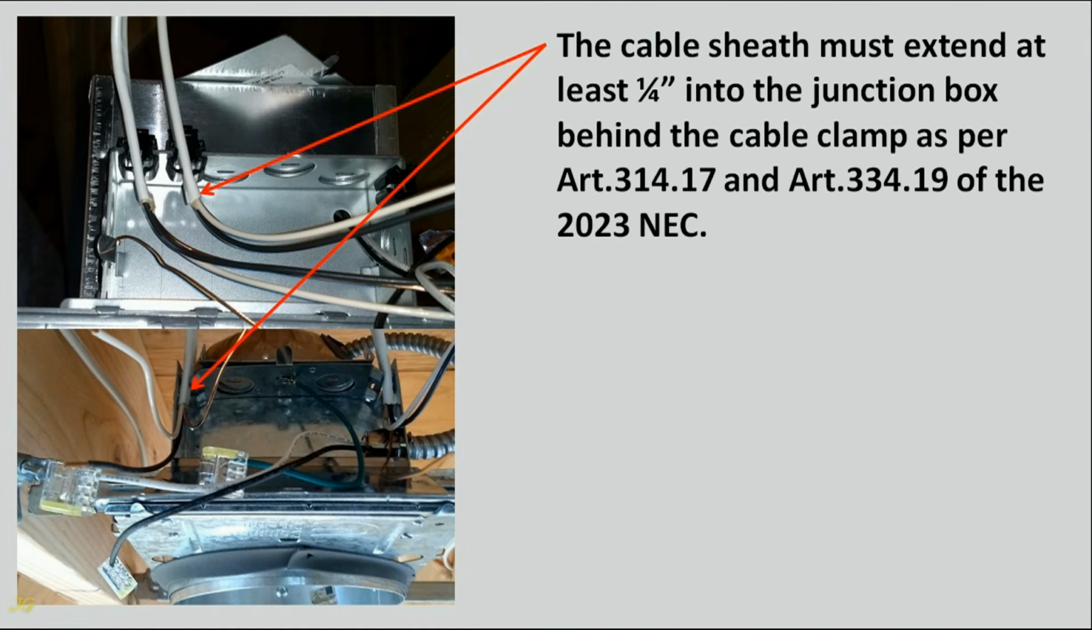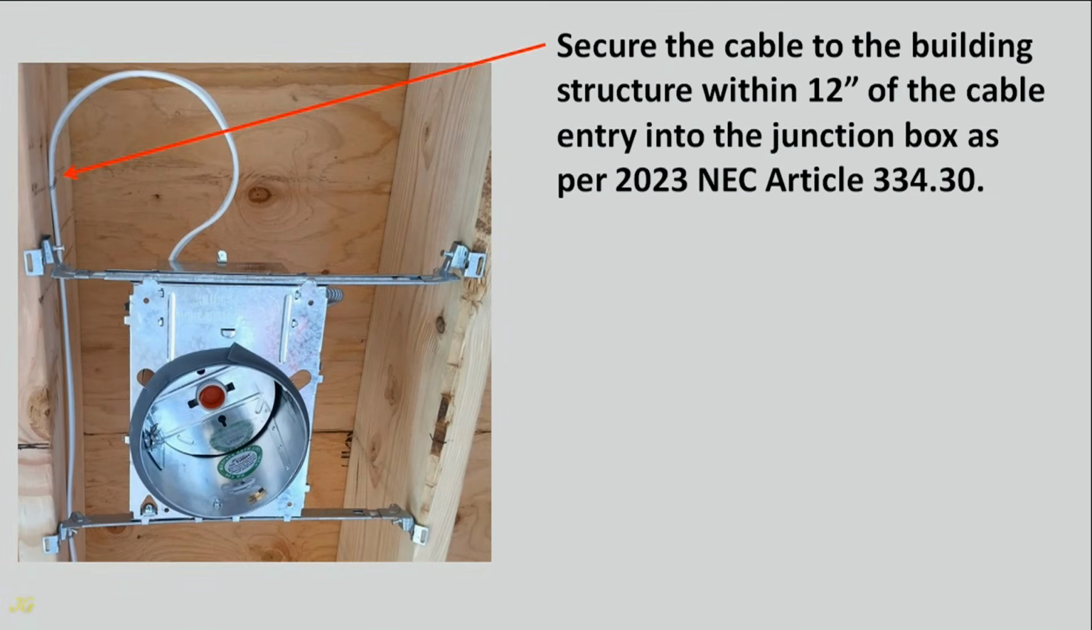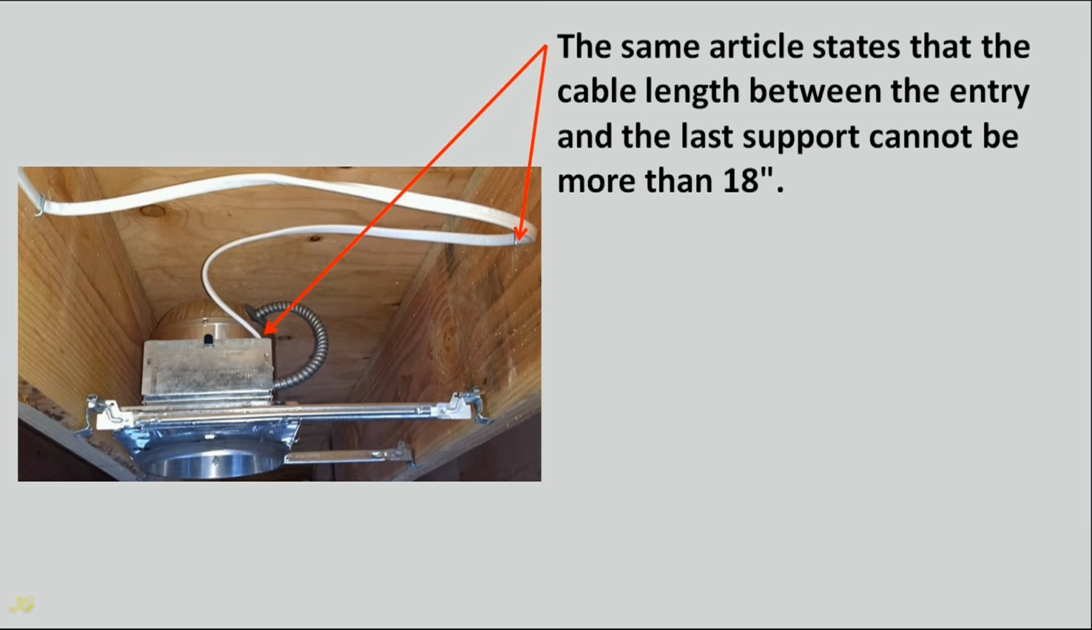The cable sheath must extend at least 1/4 inch into the junction box behind the cable clamp as per Article 314.17 and Article 334.19 of the 2023 NEC. Secure the cable to the building structure within 12 inches of the cable entry into the junction box as per 2023 NEC Article 334.30. The same article states that the cable length between the entry and the last support cannot be more than 18 inches.